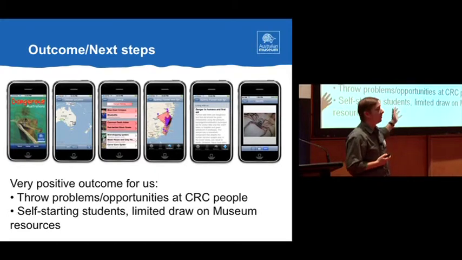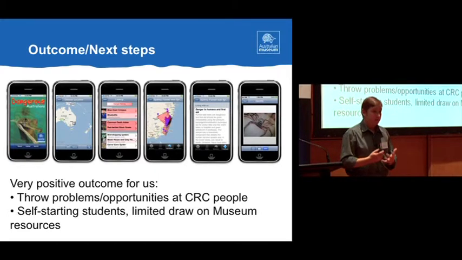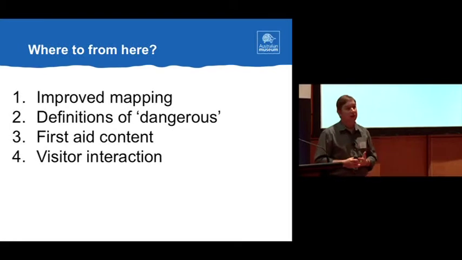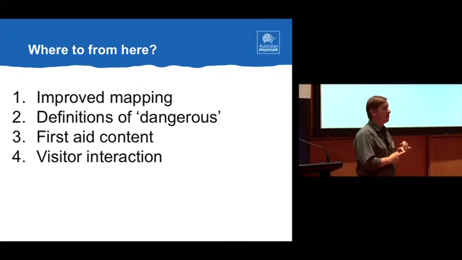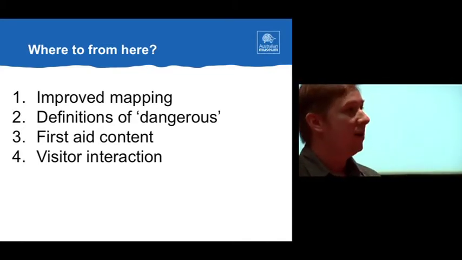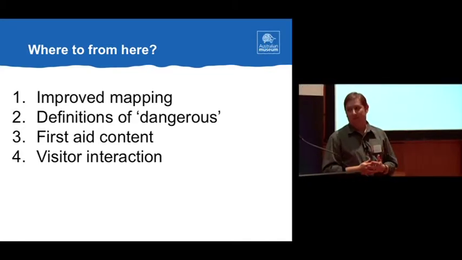And to do this, there was a very limited draw at the early stage on our museum resources. We were using information we already had. To take it further, we now have some work to do. But that's fine. We've got a start point. And there are some things we need to do. We need to think about the mapping, and I'll talk about that briefly in a second. We need to work out a definition of dangerous, because actually putting the app together threw up a whole bunch of questions around that. We need to think about the first aid content, and we need to look at ways of expanding the visitor interaction.